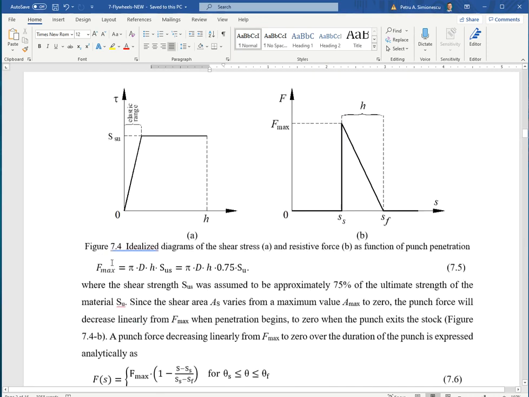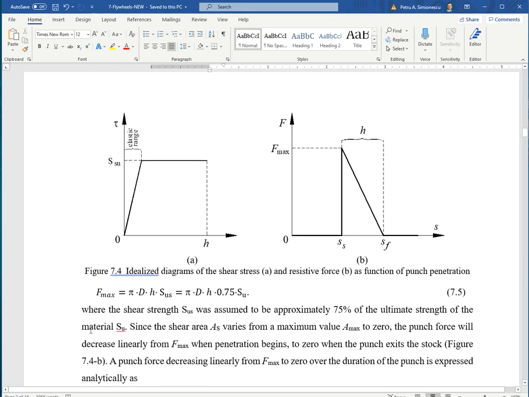All right. So how do we calculate the maximum force? At the beginning of the punch it would be the side area of the hole, circumference times height of the cylinder, times the ultimate shear strength of the workpiece material, of the stock. And we're going to approximate the ultimate shear strength of the workpiece as being 75% of the ultimate strength in tension. This is the easiest and usually available in catalogs. Okay.